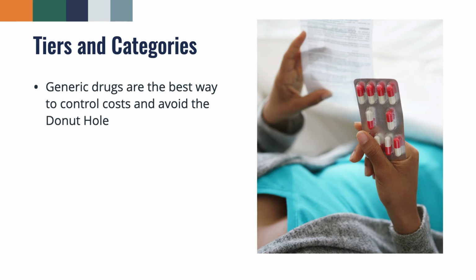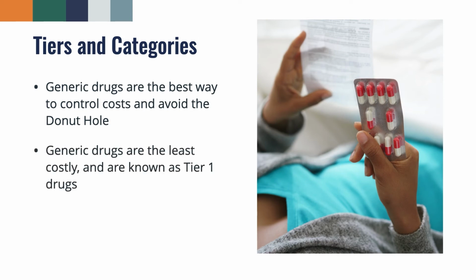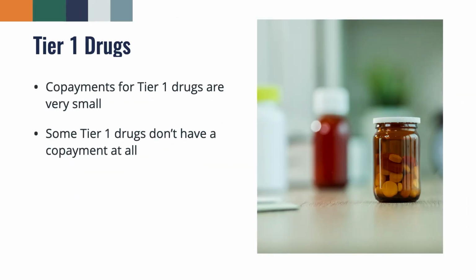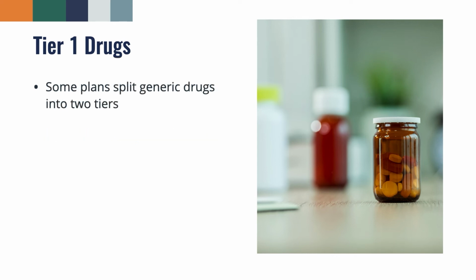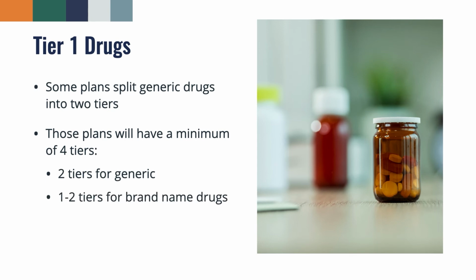The lowest cost prescriptions are classified as Tier 1 generics. This will always be the least costly drugs. Generic drugs are your best defense against reaching the donut hole. Co-payments for this tier are very small, frequently zero. Recall that I mentioned that some plans have 2 tiers for generic drugs. If this is the case, the plan will have a minimum of 4 tiers, 2 for generic, 1 for brand, and 1 for specialty drugs.